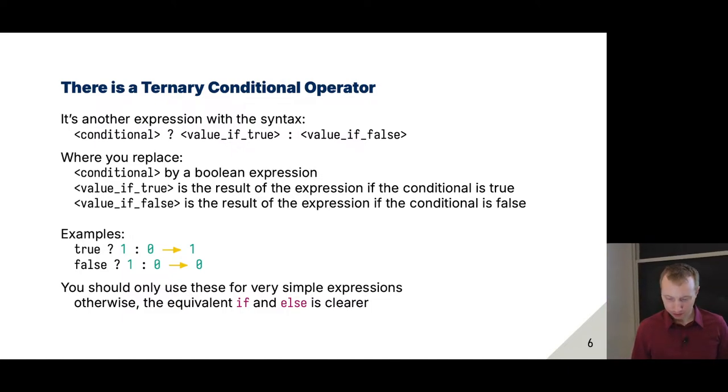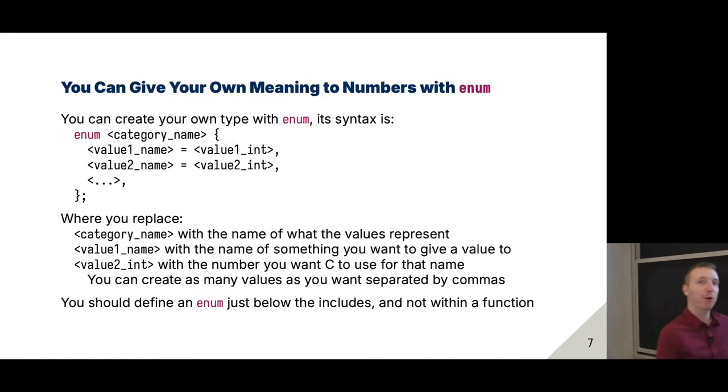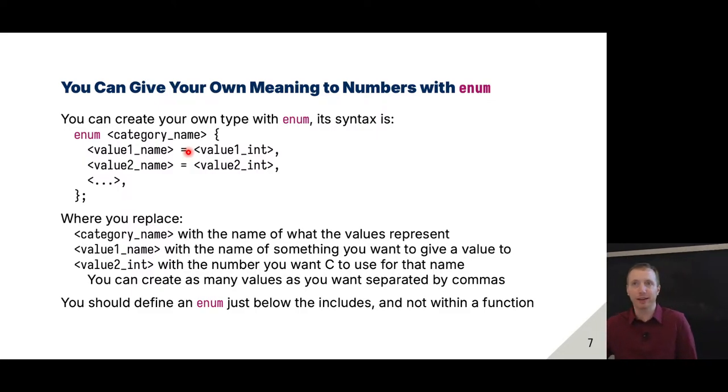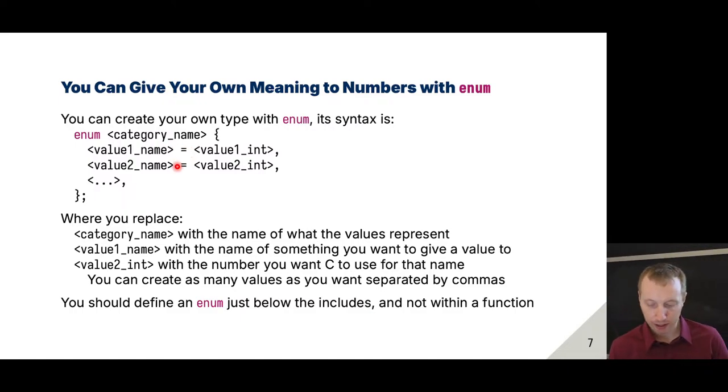All right, another fun thing you can do is give your own meaning to numbers and use that meaning with something called an enum, short for enumeration. It's basically defining your own type. Typically it represents some type of category. So you could say enum and then give it a name, and then essentially give a name to some value and tell C the actual integer value you want that name to represent, because ASCII, at the end of the day, is just a mapping of a character to a number defined by the ASCII standard, and you can go ahead and define your own magic numbers if you want.